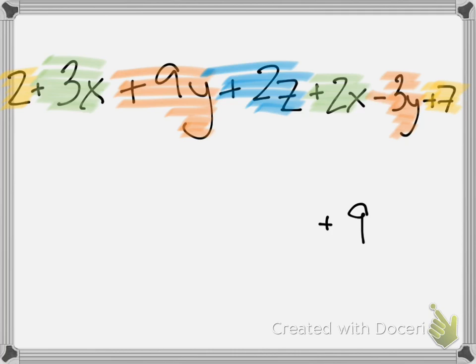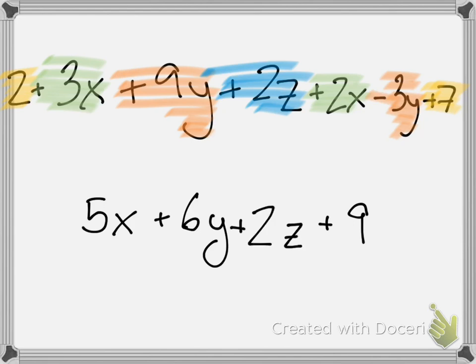Positive 3x plus 2x makes 5x. Now I'm going to combine my y's. Positive 9y minus 3y is positive 6y. Then I've got my z's. I only have one z, so it stays positive 2z. And all I did right there was combine the like terms. Combined the ones that looked the same.